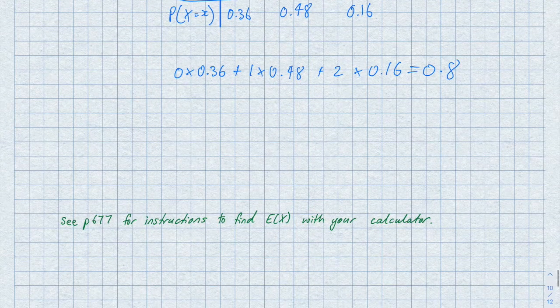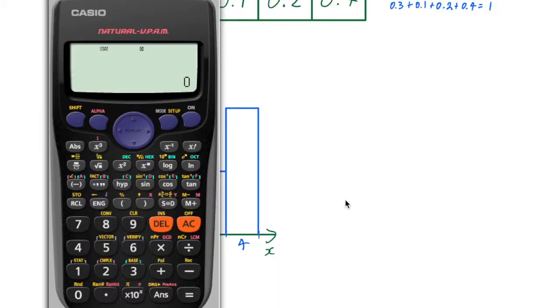Now, there are instructions on page 677 on how to find the expected value with your calculator. So I'm going to enter the data from example 2 into my calculator to find the expected value. So the first thing we want to do is hit this button for mode and 3 for stat mode. Now on this one you can just press 1 var.